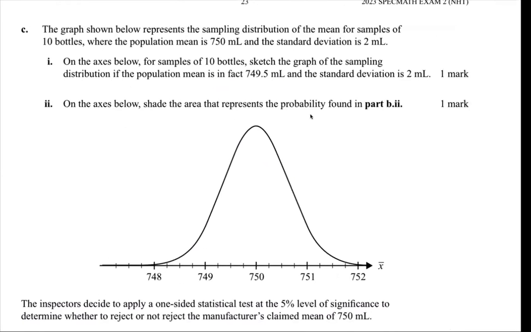The graph shown below represents the sampling distribution of the mean for samples of 10 bottles, where the population mean is 750 and the standard deviation is 2 mL. Okay, now on the axis below for the sample of 10 bottles, sketch the graph of the sampling distribution if the population mean is in fact 749.5 and the standard deviation is 2. So it's talking about X bar 2 now.